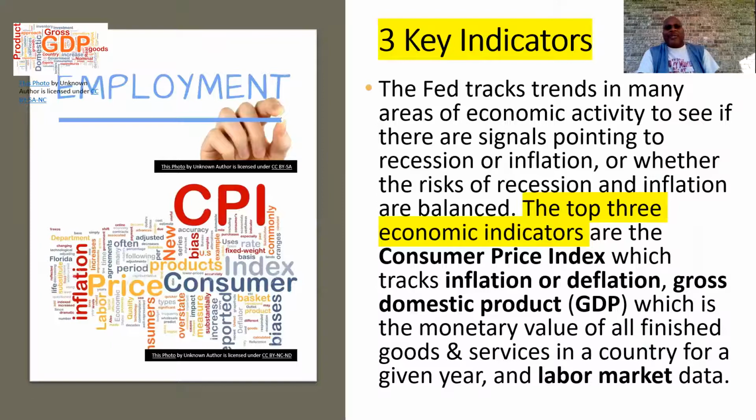The Fed tracks trends in many areas of economic activity to see if there are signals pointing to a recession or an inflation, or whether the risk of recession and inflation are balanced. The top three economic indicators are the Consumer Price Index, which tracks inflation or deflation, Gross Domestic Product, or GDP, which is the monetary value of all finished goods and services in a country for a given year, and labor market data, how many people are unemployed or employed.